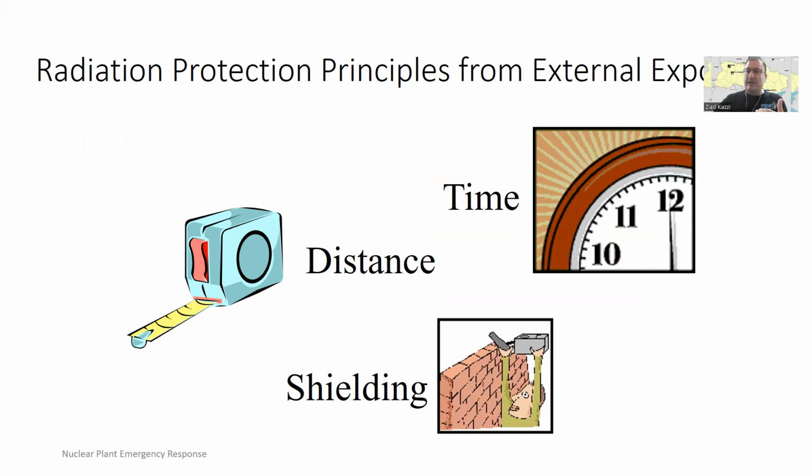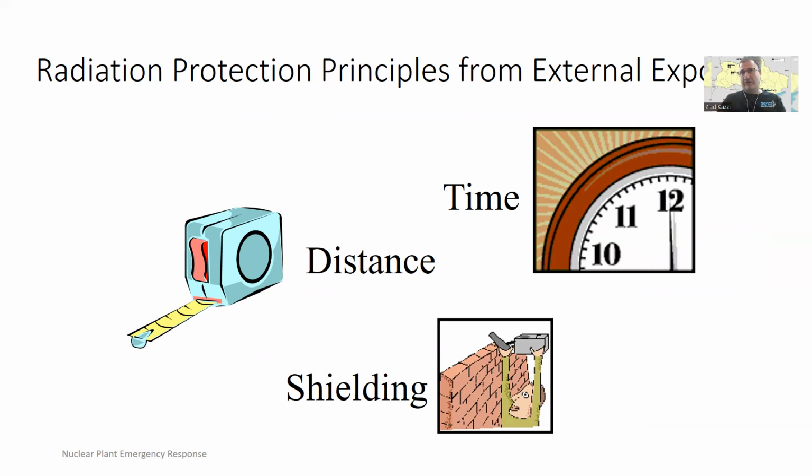So limit your time spent near a person that's contaminated. The less time you spend, the less radiation exposure you get, because your radiation exposure dose depends on the time you spend near that source of radiation emission. Maximize your distance from that source. Remember, if you double your distance from the source, you decrease your exposure dose by 4. Remember, the radiation dose you receive is inversely proportional to the square of distance.